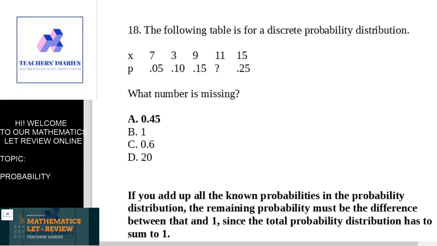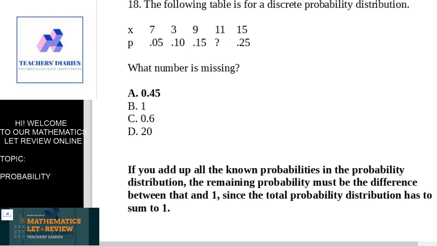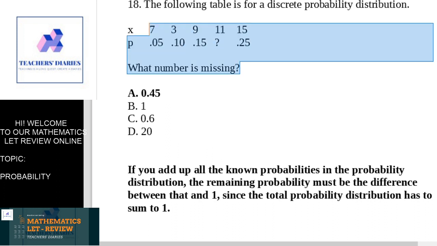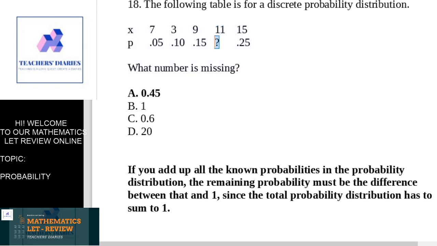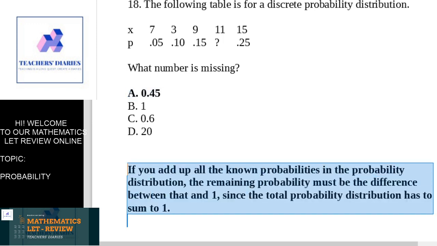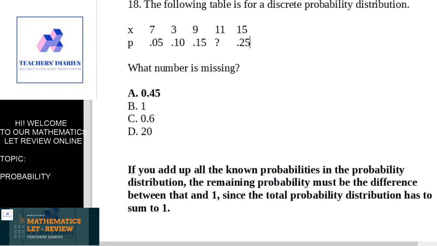Number 18. Now, the following table is for a discrete probability distribution, as you can see here, and the problem is what number is missing. The correct answer is letter A, 0.45, because if you add up all the known probabilities in the probability distribution, the remaining probability must be the difference between these and 1, since the total probability distribution has the sum of 1.